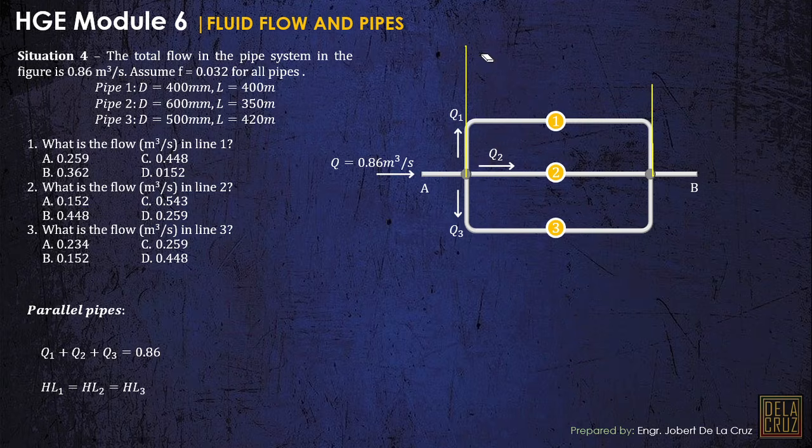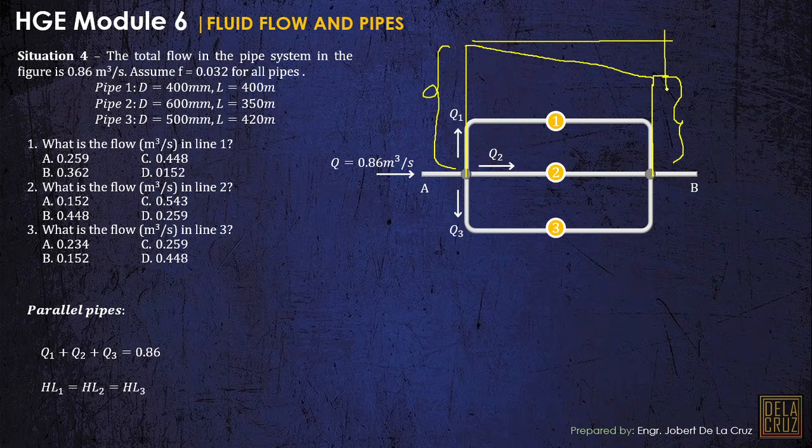Erase lang natin. Now, connecting these two, ayan, if that is our energy grade line, then if this is the total energy at A, and ito yung total energy at B, then ito yung nawalang head natin or nawalang energy. Yan. Or basically, yan yung head loss. From the word head loss, yung nawalang head energy. Yan yung head loss natin.